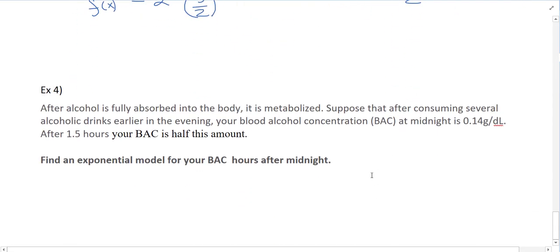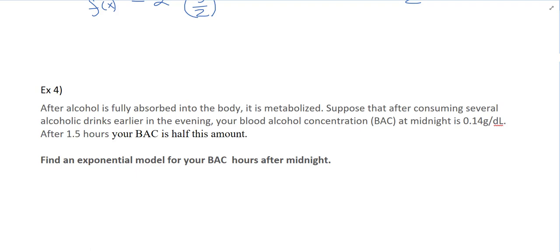After alcohol is fully absorbed into the body, it is metabolized. Suppose that after consuming several alcoholic drinks earlier in the evening, your blood alcohol concentration at midnight is 0.14 grams per deciliter, and after 1.5 hours, your BAC is half that amount. Find an exponential model for your BAC t hours after midnight.